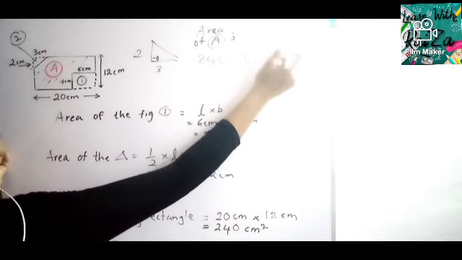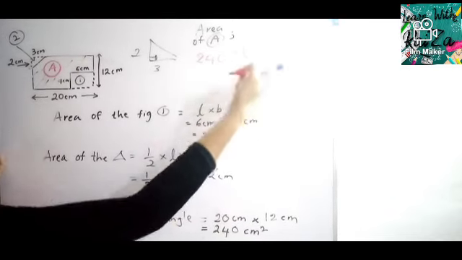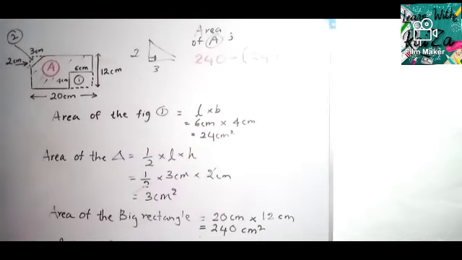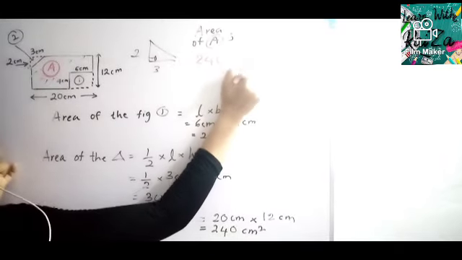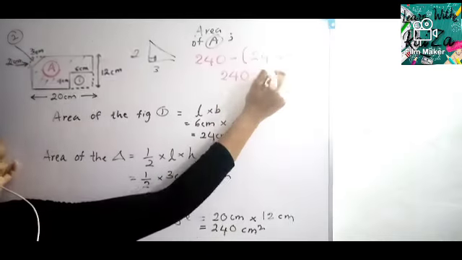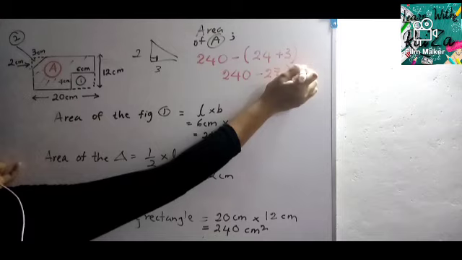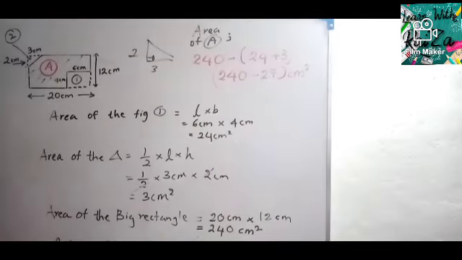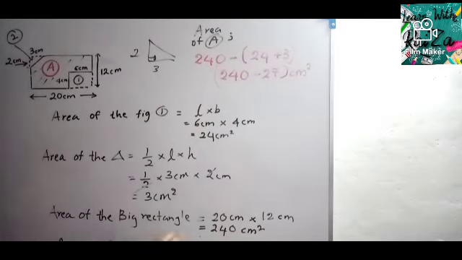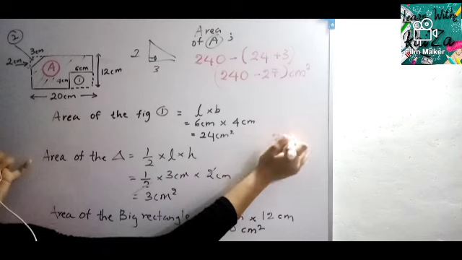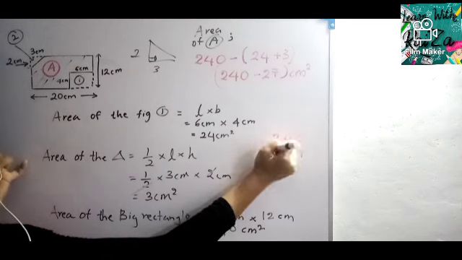24 plus 3, and write the units. 24 plus 3 is 27. So 240 minus 27 square centimeter is that area. So what is the answer? Let's subtract and get the answer also, then it's over, no? Okay, do the workings clear.